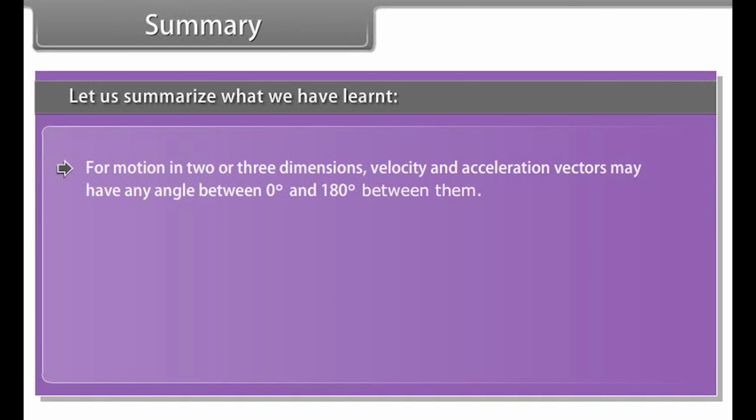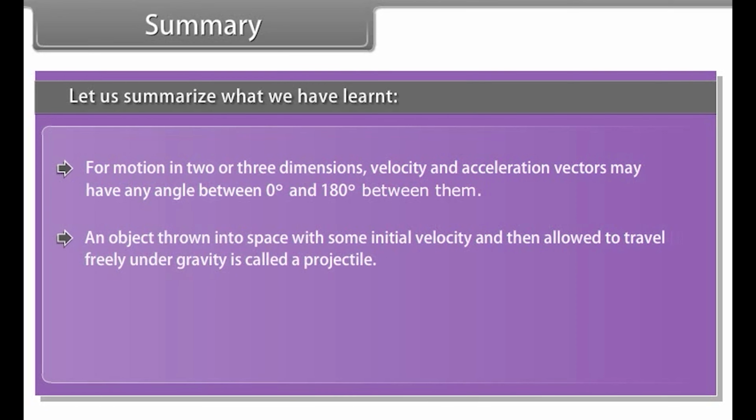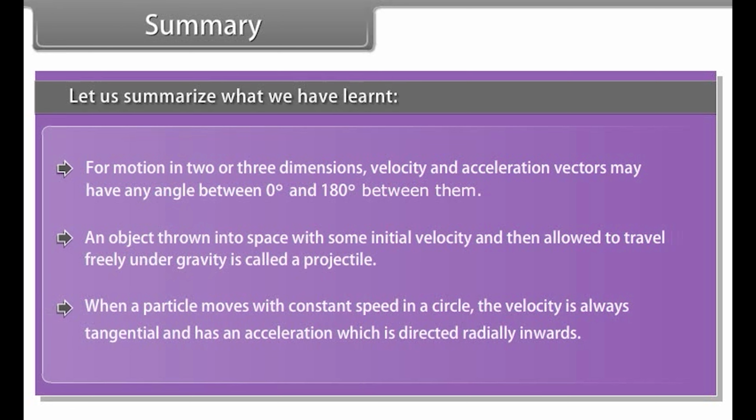For motion in 2 or 3 dimensions, velocity and acceleration vectors may have an angle between 0 degree and 180 degree between them. An object thrown into space with some initial velocity and then allowed to travel freely under gravity is called a projectile. When a particle moves with constant speed in a circle, the velocity is always tangential and has an acceleration which is directed radially inwards.